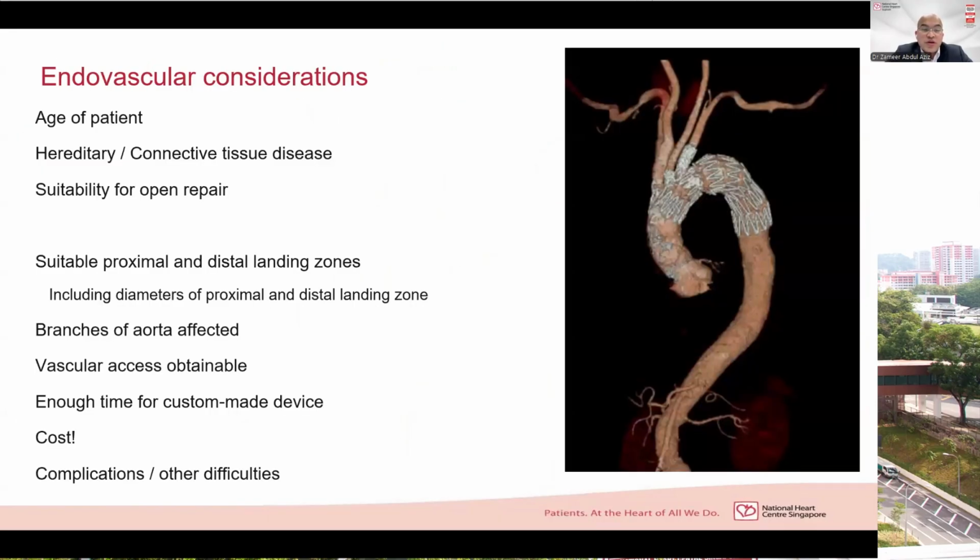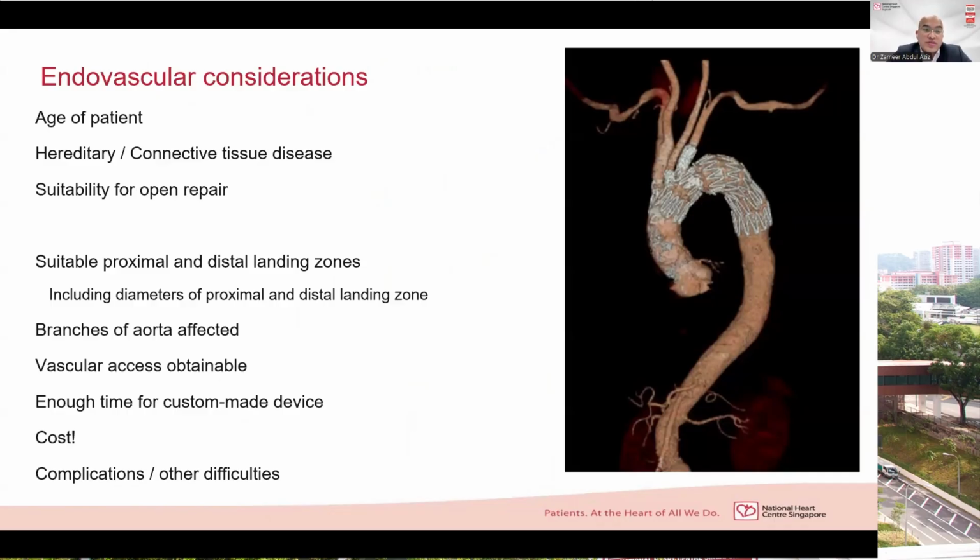So things that we have to look at when we are considering endovascular treatment: age of the patient, because if patients are very young, these stents can still have certain complications. They can move, they can fracture in the middle, they can leak. And so there are some risks that we will discuss, of course, and we consider whether patients are better for open therapy or better for endovascular therapy.